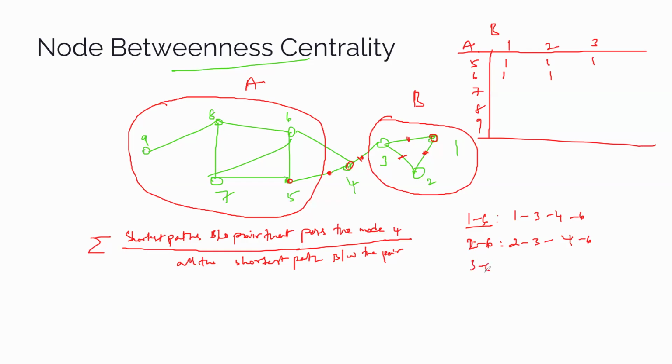Likewise, 3 to 6. This is 1, 2, 3, 4, and 6. This is the only path. Next comes 1 to 7. From here on, little complications will increase.